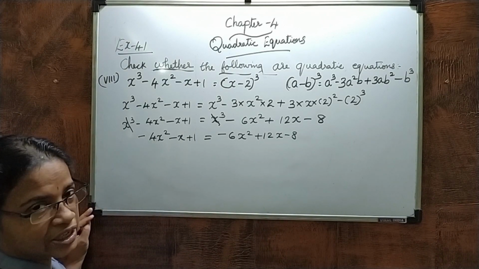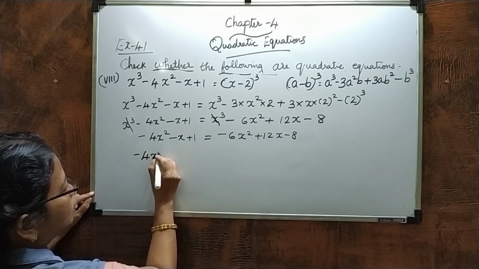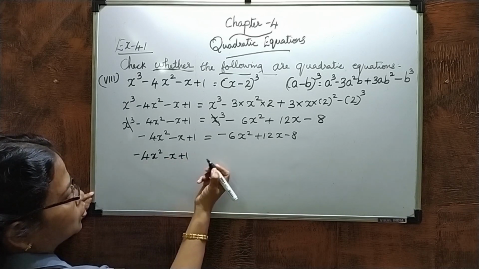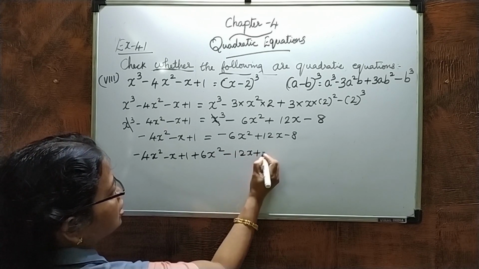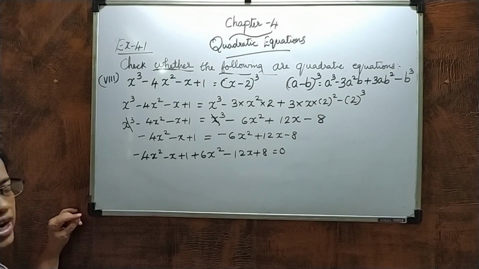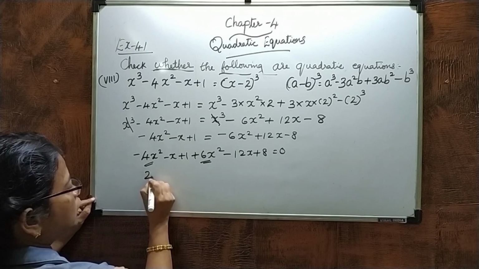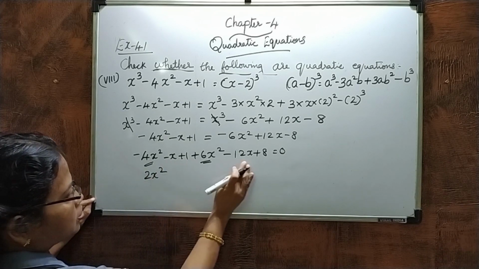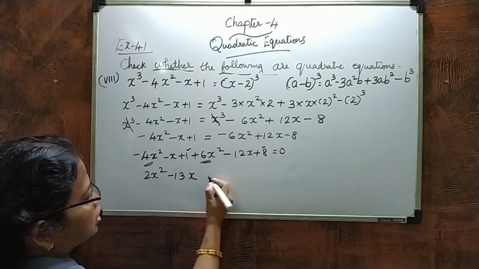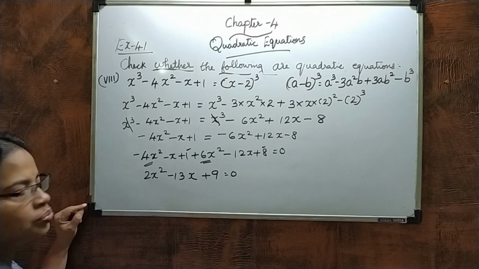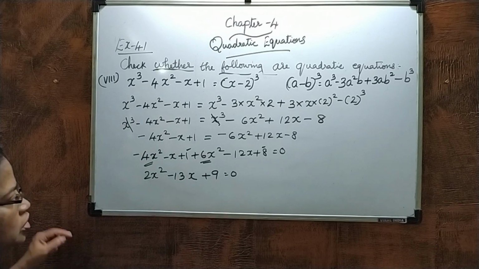Take the terms of the right hand side to the left hand side. So 4x square, minus 6 plus 6x square minus 12x plus 8 equal to 0. Take the like terms together. Here minus 4x square plus 6x square, so it is 2x square. Minus x minus 12x is minus 13x. Plus 1 plus 8 is plus 9 equal to 0. So what can you say? It is in the form of a quadratic equation.